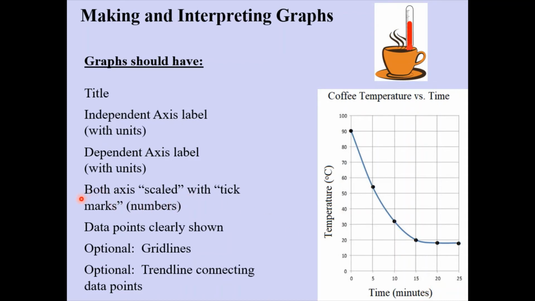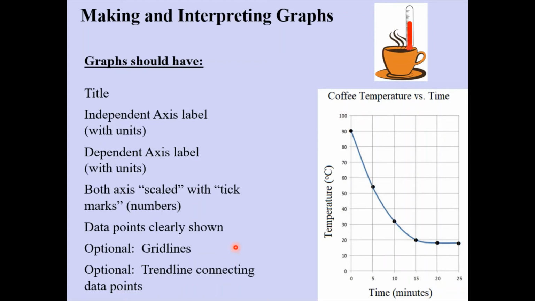Notice that both axes are scaled with tick marks which have numbers. So we can see that this is 5, 10, 15, 20. The temperature is going up by 10 degrees: 10, 20, 30, 40, 50, etc. Data points are clearly shown. Those are the black dots there.